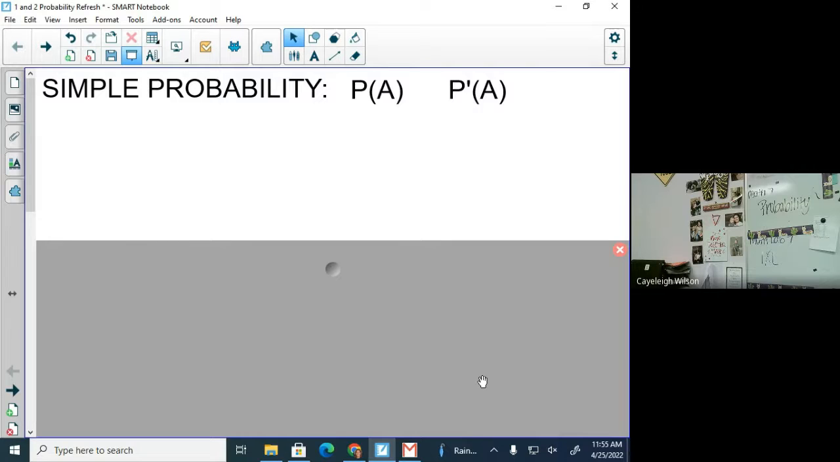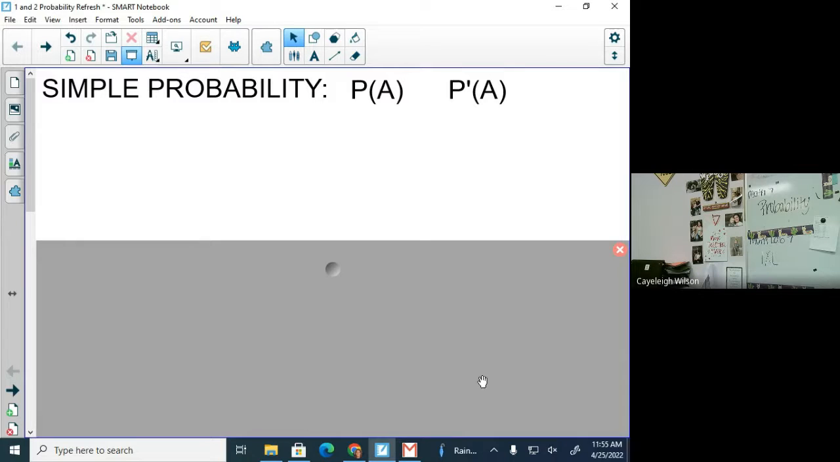I'm missing a magnet. Okay. All right. What is the probability I would select the blue magnet? 1 out of 4. What is the probability I would select the green magnet? 3 out of 4. What is the probability that I would not select the green magnet? 1 out of 4. Okay. So that is what we did before break, and that's kind of what we're going to go over quickly today.